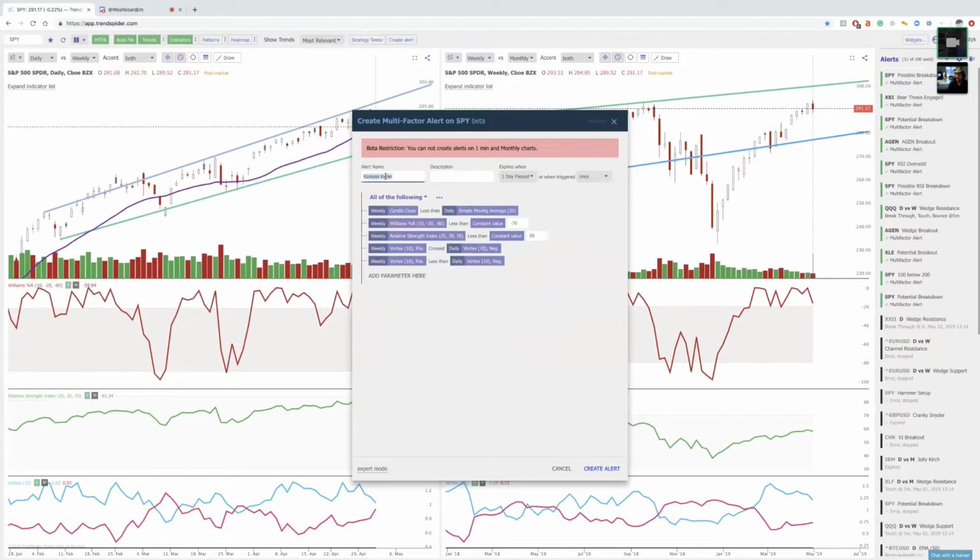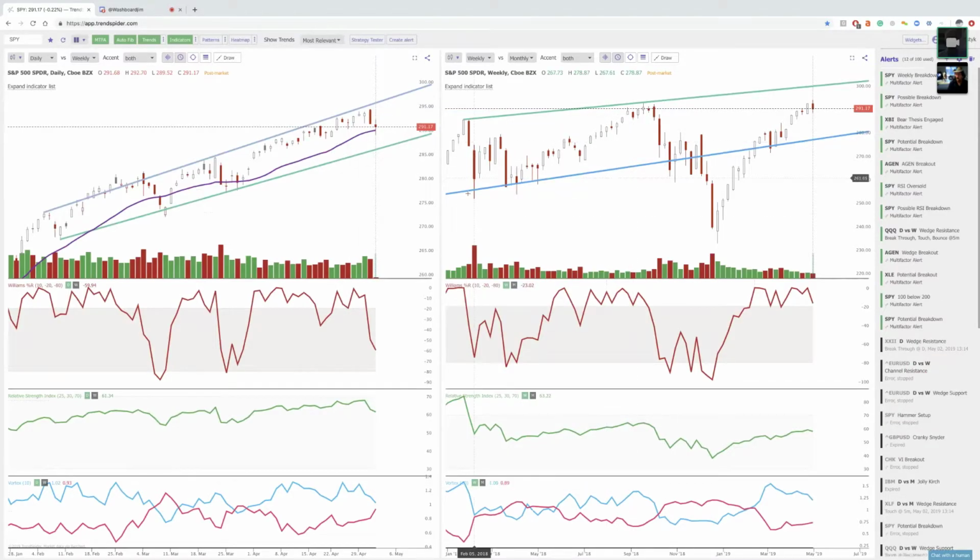We've got some interesting randomly generated names here. This is Kick-Ass Keller. Let's change that to weekly breakdown. We'll have the same thing, except this time it will expire in 30 days, triggered once, and we'll create the alert. So we've easily created two alerts now, on the daily and the weekly, for a potential breakdown.